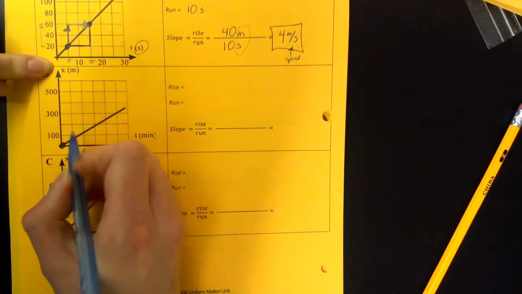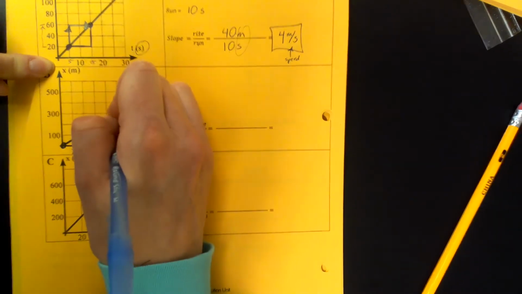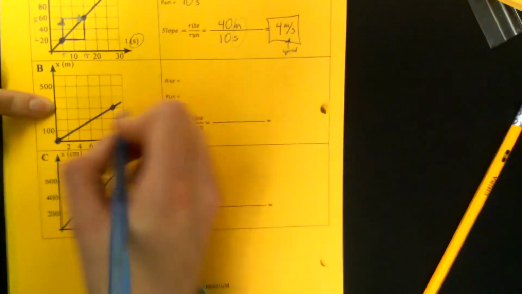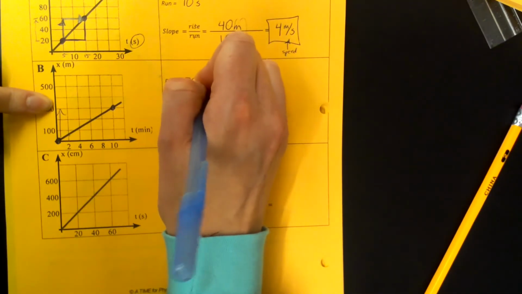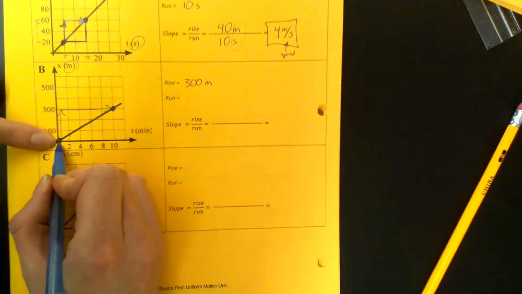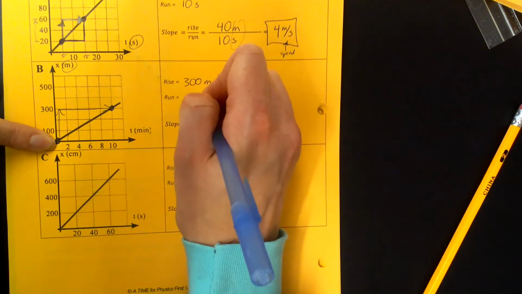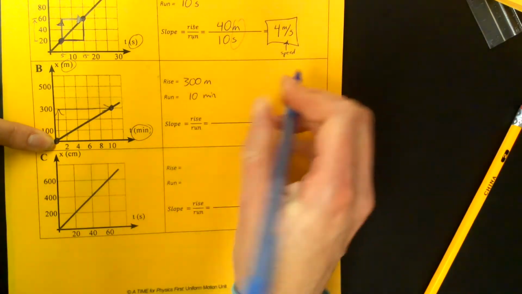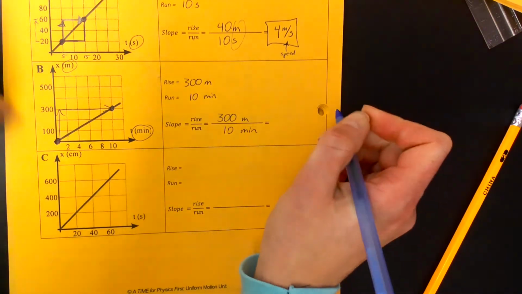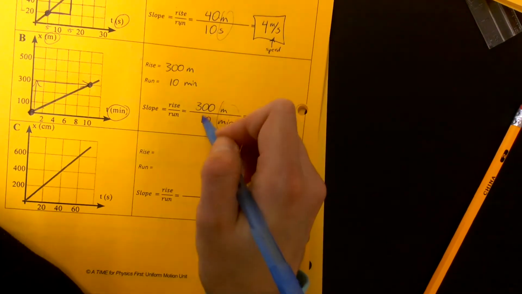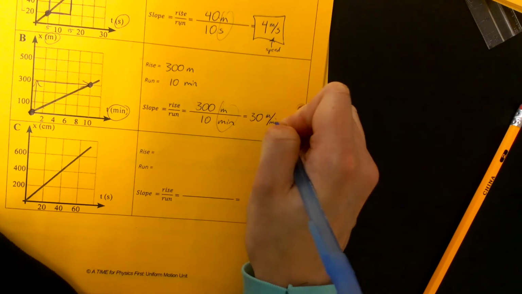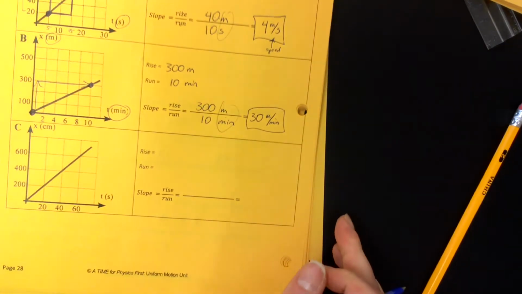This one is a good one because it doesn't touch there or there or there or there, but here it does. All right. So let's see, I went from 0 to 300, so my rise is 300 and my unit is meters. And my run is from 0 to 10, so that's 10 and that's minutes, okay? So I have 300 meters in 10 minutes. When I do the math there, 300 divided by 10 is 30, and then my unit is just meters per minute. So there's my slope on that one.